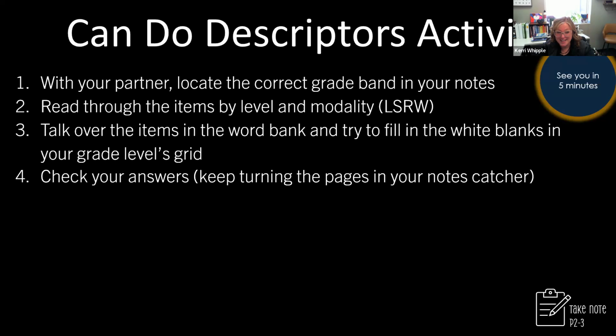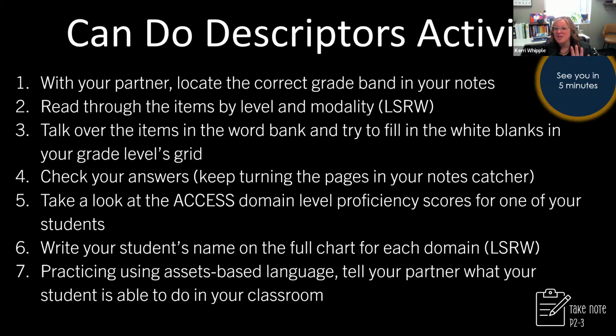As you come back from that activity, the next thing we're going to do is I want you to take out your student and that ACCESS score you were looking at earlier. Perhaps it's a screener test, perhaps it's an ACCESS test. I want you to look at the domain level proficiency scores. And what you can do is you can highlight or circle on your notes catcher the place where your students fall. So for example, if you have a student who's level 2 in listening, I want you to find that page on your notes catcher, find the right grade level, and circle the box where it says level 2 listening.